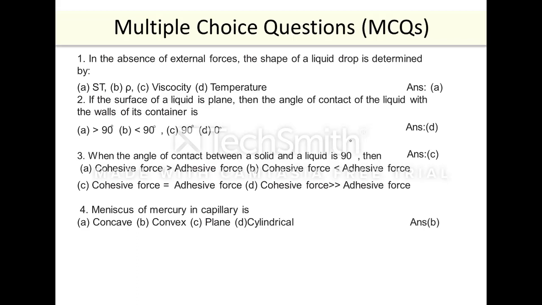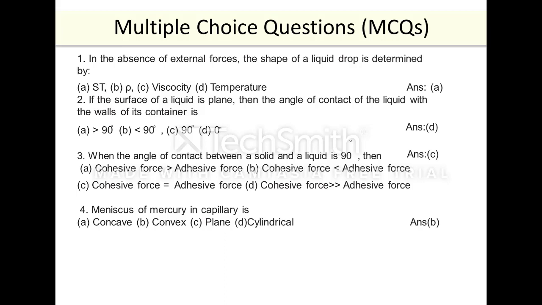Let's go for multiple choice questions. Question number 1. In the absence of external forces, the shape of a liquid drop is determined by option A, surface tension, B, rho, that is density, C, viscosity, and D, temperature.